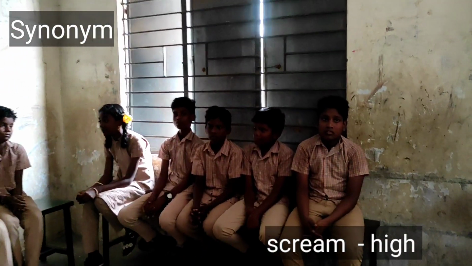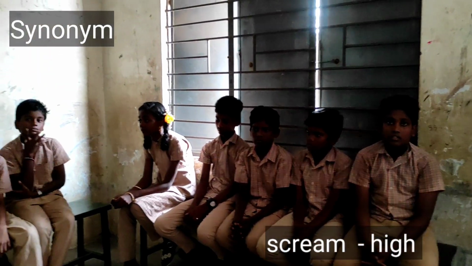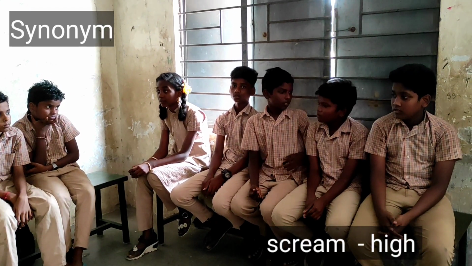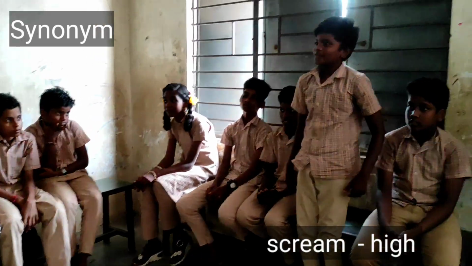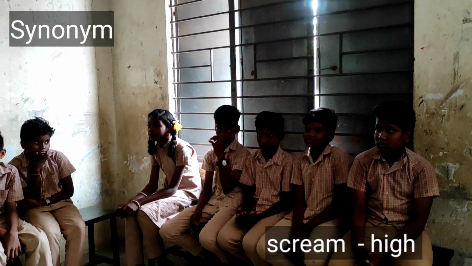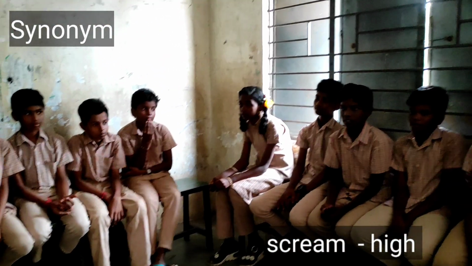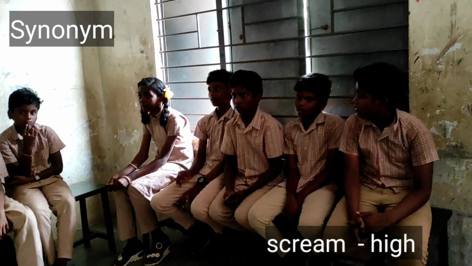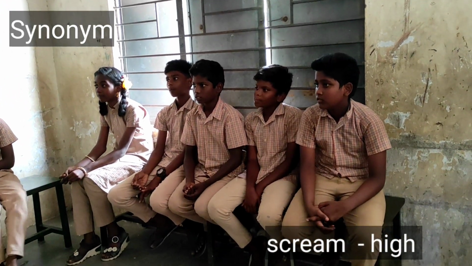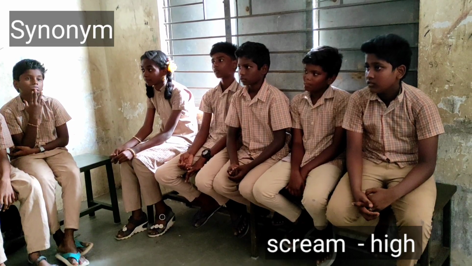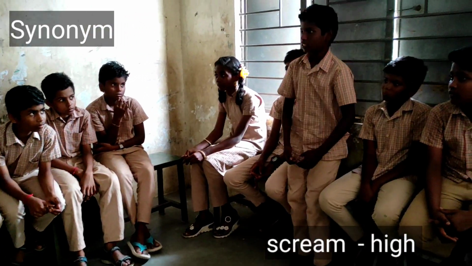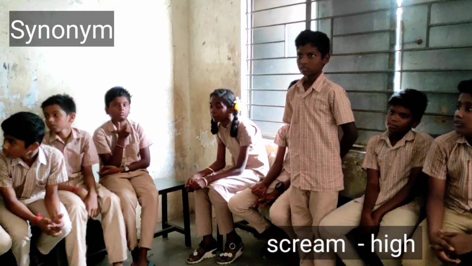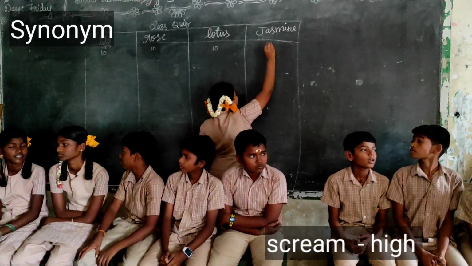Scream. Option A, high cry. Option B, happy. Option C, quick. Option D, hide. Wrong answer. Okay, once again, we'll give another one. Ask the question once again. Scream. Option A, high cry. Option B, happy. Option C, quick. Option D, hide. High cry, correct answer. But next time, listen to the question properly and then answer, okay? Then mark. Okay, next round.